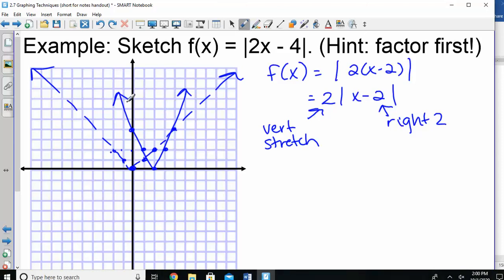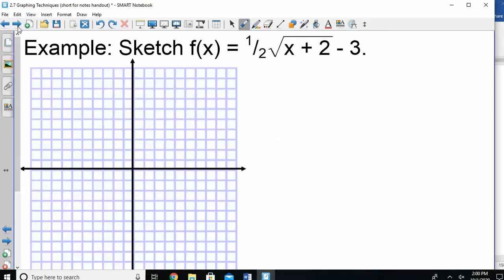Any questions on that one? Let's try just a couple more that have more than one transformation, and then that'll probably be where we stop for today. Let's do this.